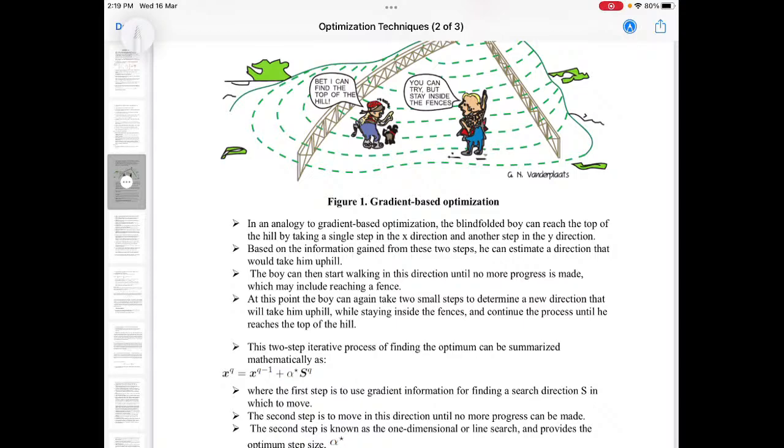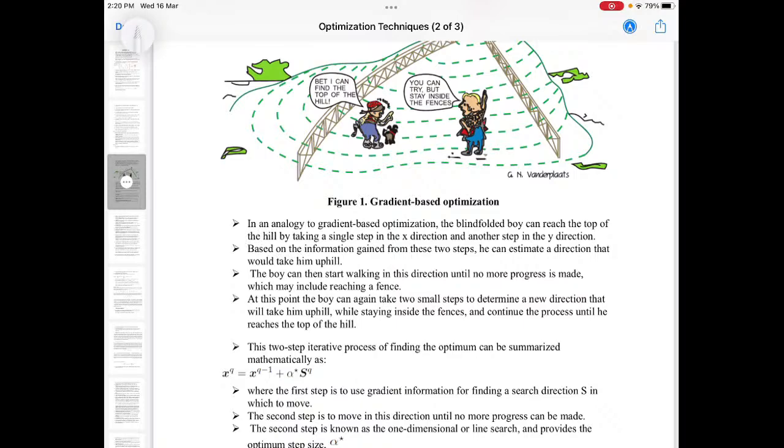So here, in an analogy to gradient based optimization, the blindfolded boy can reach the top of the hill by taking a single step in the x direction and another step in the y direction. So here the boy can either move in the x direction or he can move in the y direction. So actually this is an analogy to gradient based optimization.